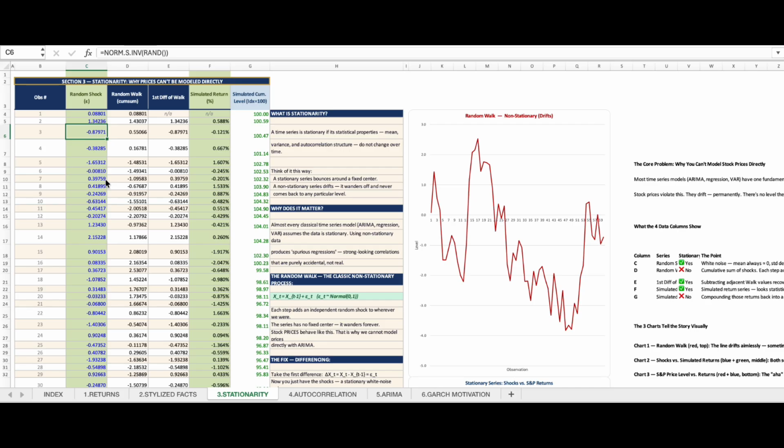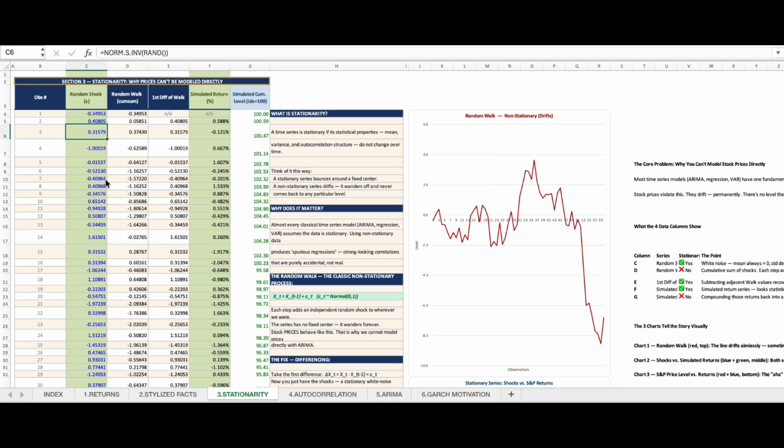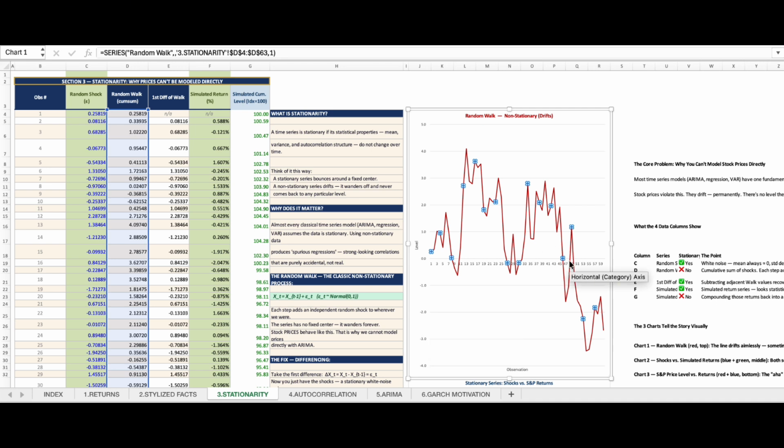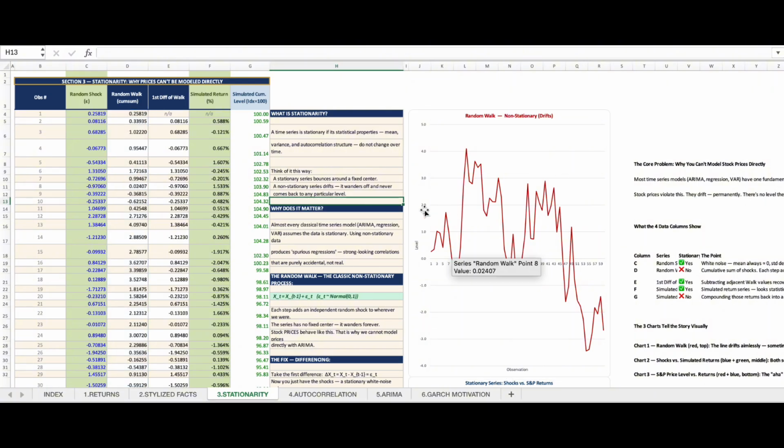Sometimes it drifts up, sometimes it drifts down, and sometimes it meanders sideways. And every time you refresh this, you get a new random walk that looks plausible and convincing, but each one is completely different. So this is the problem with non-stationary data. There is no fixed center. Whatever level it ends up at, it could just keep going from there in either direction. No model can usefully predict where it ends up because there is nothing to predict toward.